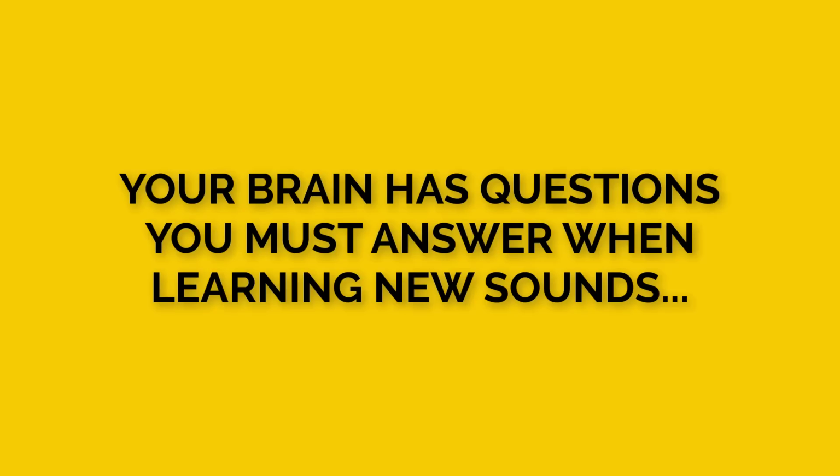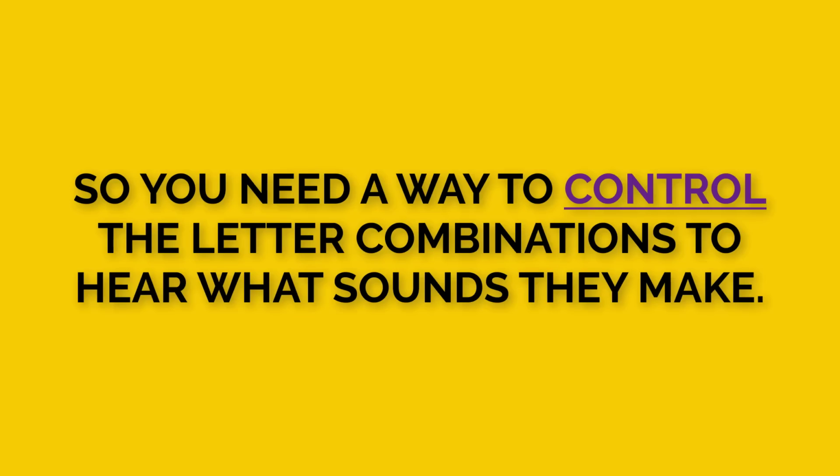Now, the next thing you need besides contrast is control. Your brain has questions as soon as it connects letter combinations with sounds. What happens if you change a letter, or add or remove a letter? So you need a way to control the letter combinations yourself, rather than just seeing them in a video. I'll explain how you can do this in just a minute, but before that, the final thing you need to learn pronunciation like a native is instant feedback.